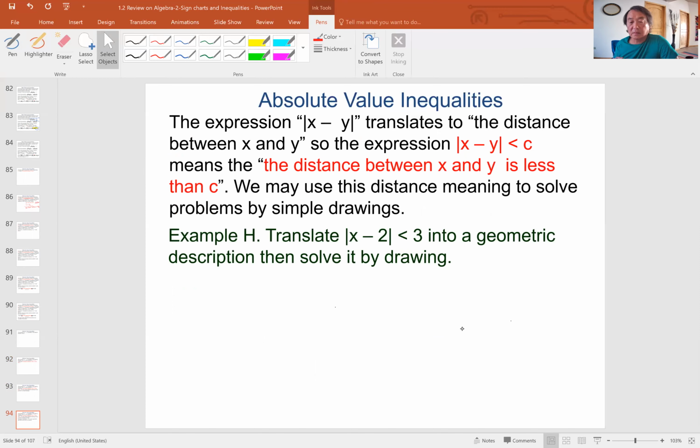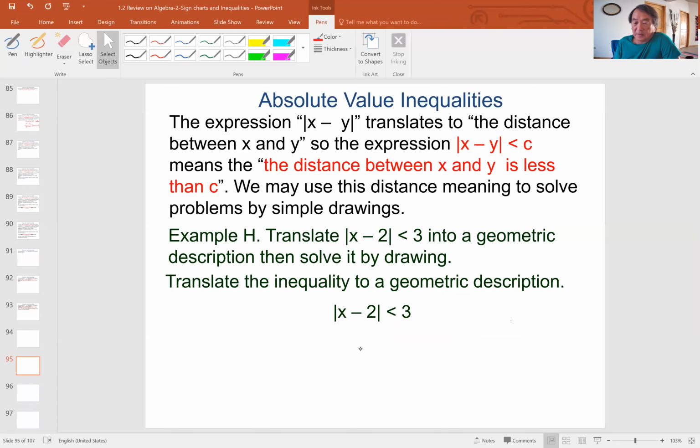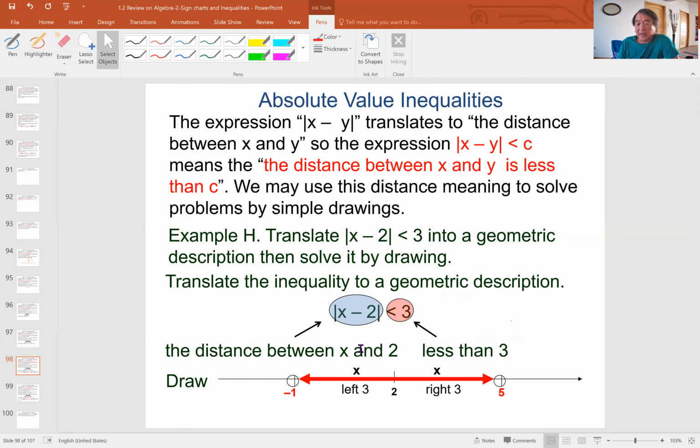Hence, if we draw these, y is 2 and c is 3. So in particular, 2 is the center over here. And I want the x that's within 3 units to 2. So that's the translation of this inequality.